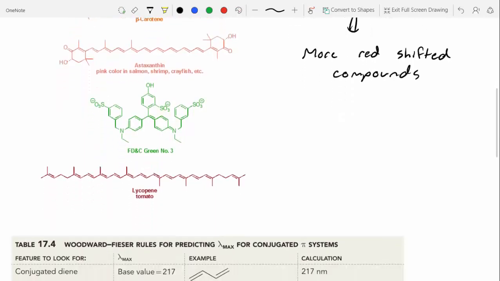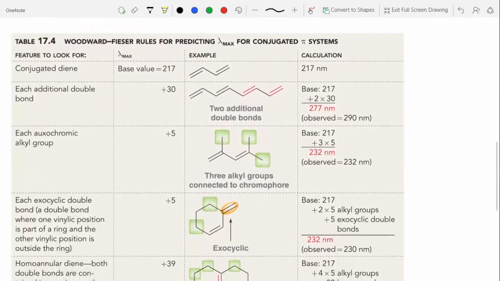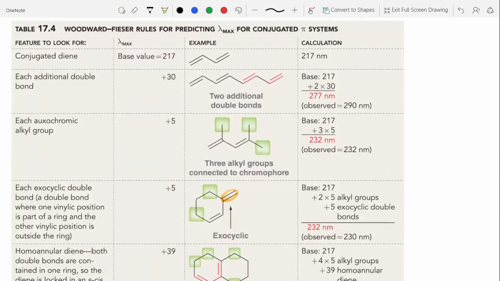The interesting thing was there was a group that actually developed a method for predicting the color of compounds. So with the base conjugated diene, a simple one, they gave it a lambda max value of 217. And then for every additional double bond, you would add on 30 nanometers. So on the next example, they add on 2 additional conjugated double bonds. And because of that, they added 60 to it. And the observed lambda max is pretty close to the expected value of 277.